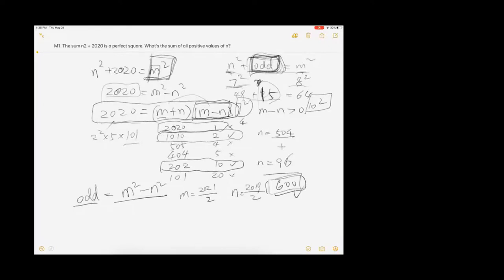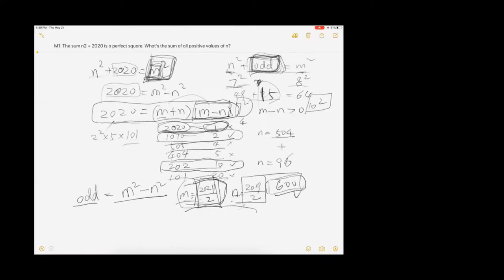Why? Because the problem said the sum of n squared plus 2020 is a perfect square. Perfect square means a square of an integer, so m has to be an integer. When n is not an integer and m and n are both fractions like this, m squared won't be a perfect square. You can factorize them, do 2020 times 1, then use it to solve for m and n. But then m is not an integer, and we want m to be an integer. So if you solve the system of equations and get fractions, they're not the answers. Correct, because there is a constraint that m has to be an integer. So you can solve all of these and see which one gives you an integer m.